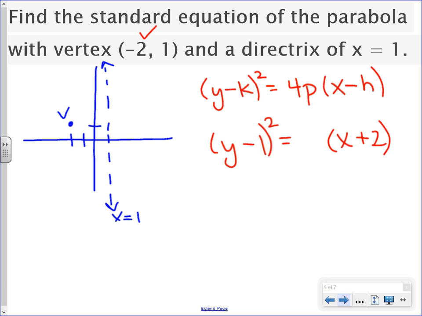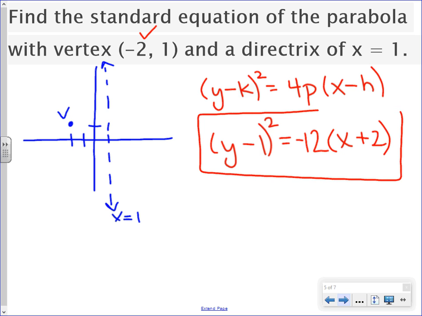Okay? How far away is the vertex from the directrix? Haley, what'd you say? 3. And you told me that we're opening to the left, so p would be negative 3. So our coefficient would be negative 12.